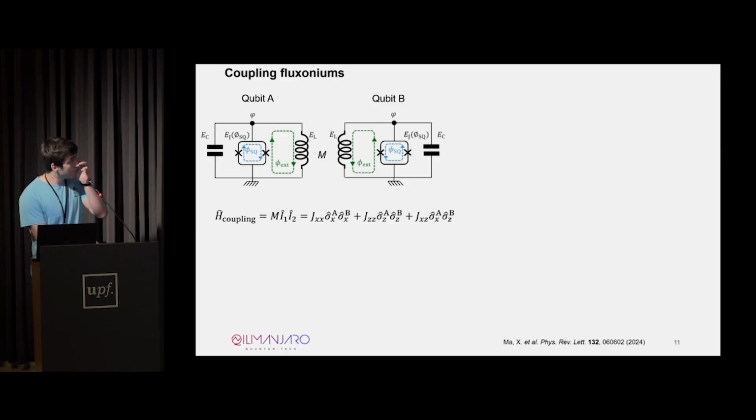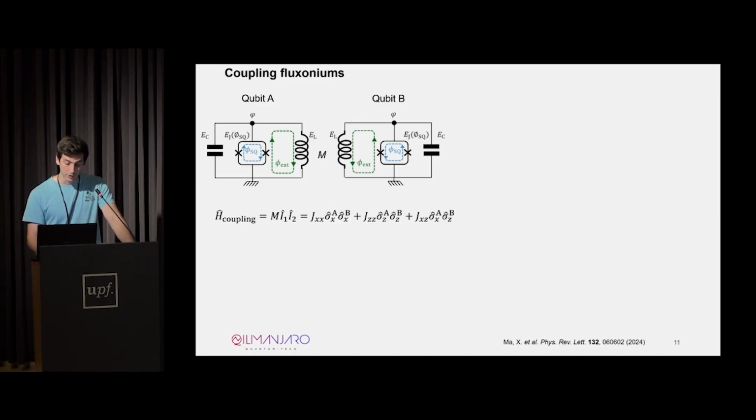Okay, so now what happens when you couple two Fluxonium together? In a very simple configuration, you can imagine coupling them inductively by some mutual inductance M, so that a current in one of these loops can induce another current in the loop of the second qubit. The coupling term you can write as M times I1 times I2, and if you use the previous expression for the current operator, you end up with a coupling Hamiltonian which contains XX terms, ZZ coupling terms, and XZ coupling terms.